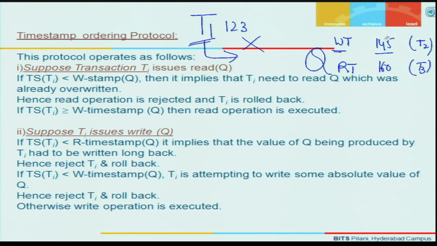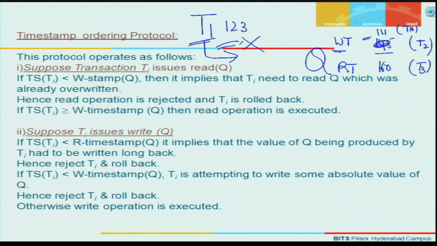Suppose the timestamp is 111, which is the timestamp of T10, meaning that when T1 makes a request for reading the data item Q, the timestamp of T1 is greater than this one, that means T1 is younger than this transaction T10, which has written the data item quite recently. Hence there will not be any problem, then we can honor that request, that means it can be executed.